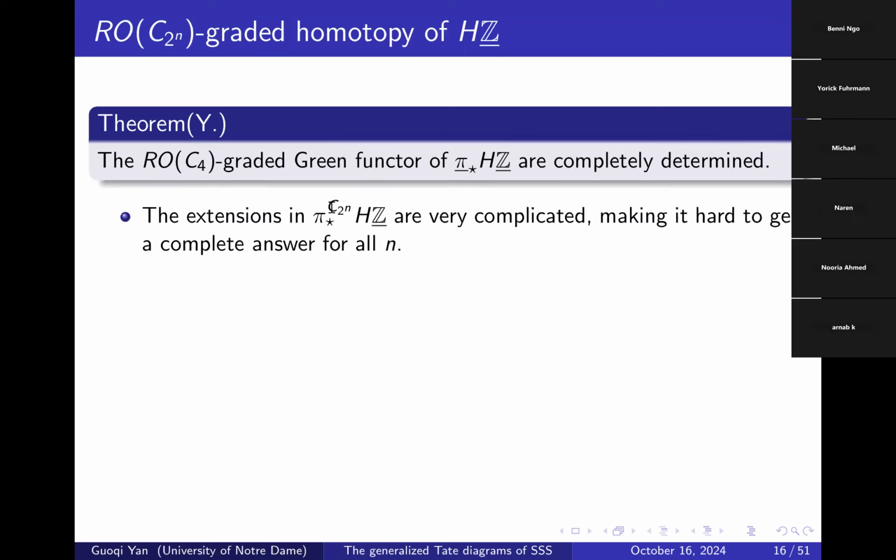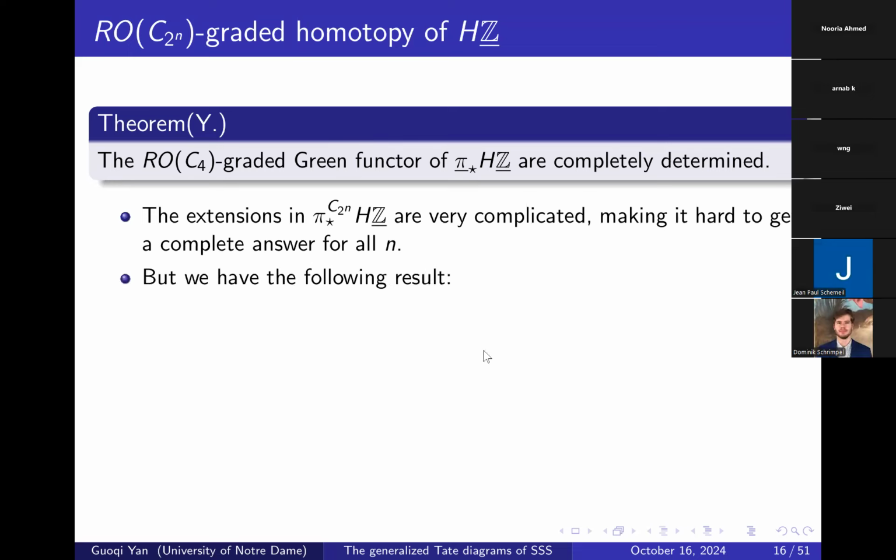And in general, when I try to understand the homotopy of HZ for general C_{2^N}, from the experience of the computation in the C4 case, the extension problem in this Mackey functor is very complicated. So it's very hard to get a complete answer for C_{2^N}. But we have the following result.